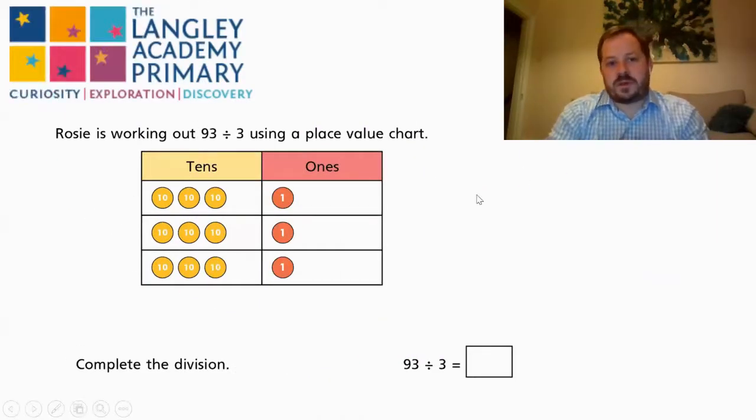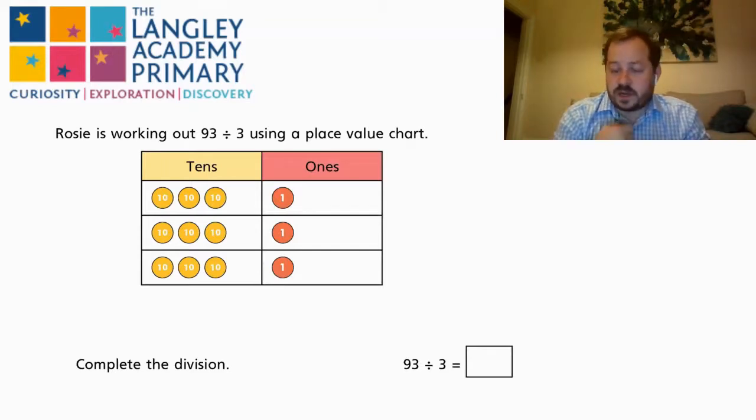Okay, for our first example, we're going to use our place value grid to try and help us solve a division sum. The first one we're doing is 93 divided by 3. I'm not going to explain to begin with, I just want you to have a go, and then I'll go through the explanation of how this particular model works, and then you can try it yourself. Pause now.